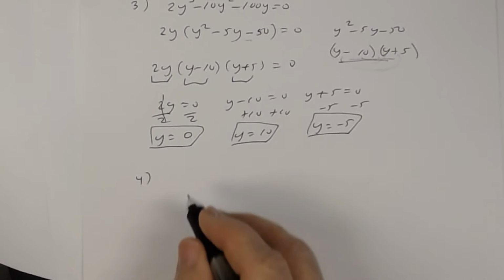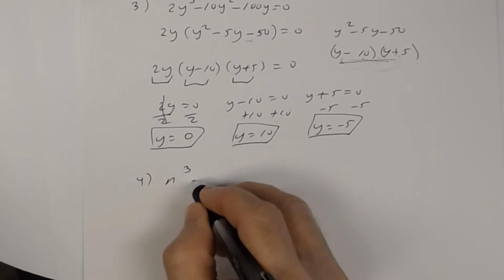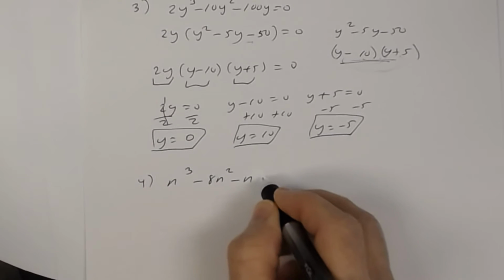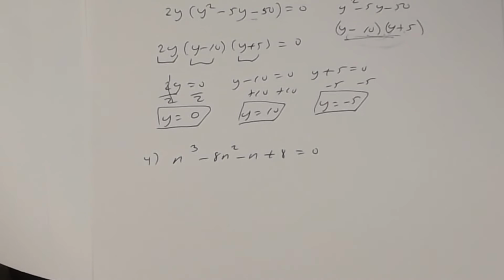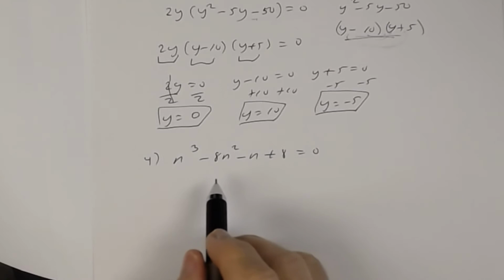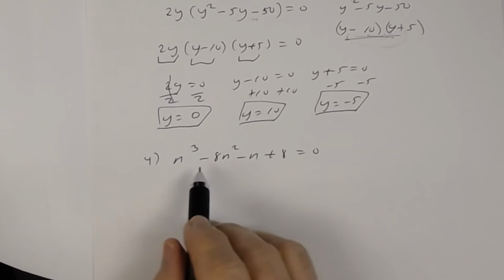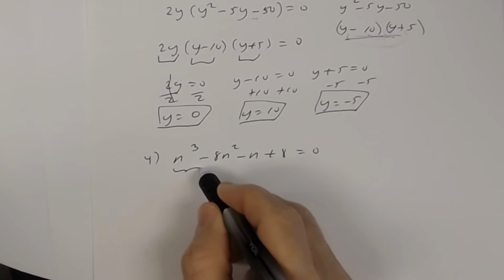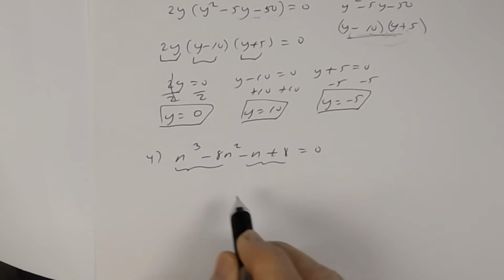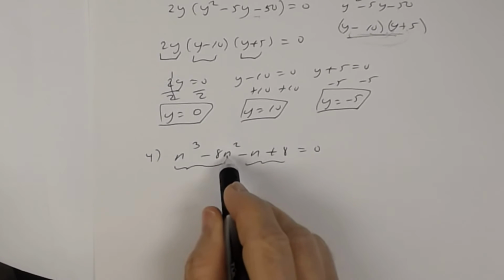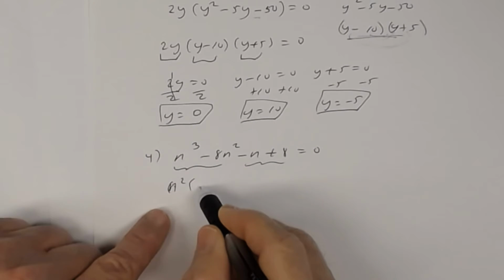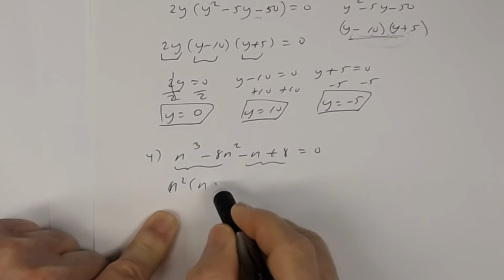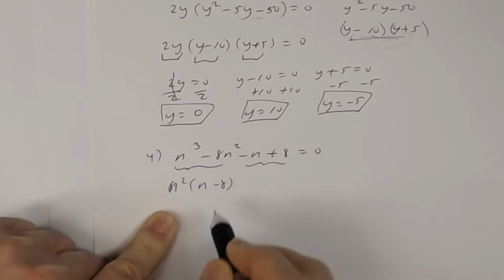Number 4, we have n cubed minus 8n squared minus n plus 8 equals 0. Okay, so again, look for a GCF. The GCF here is 1, but I have 4 terms. So remember, to factor a polynomial with 4 terms, we're going to try grouping. So let's group the first 2 and the last 2. In the first group, I can factor out an n squared. I'm left with n squared times n is n cubed, and n squared times a negative 8 is a negative 8n squared.